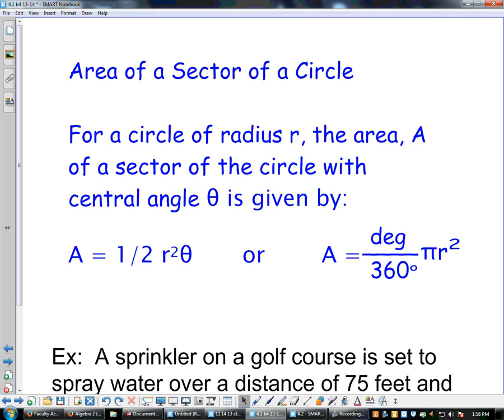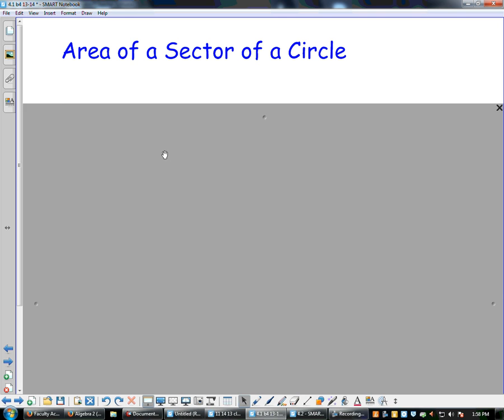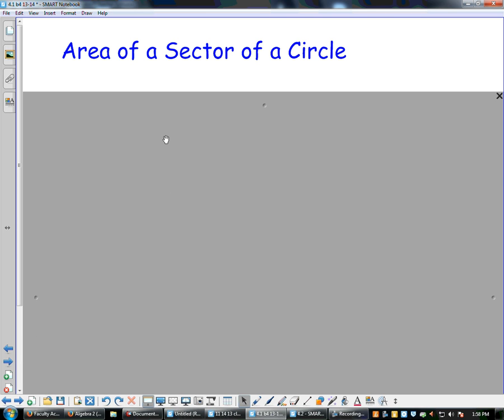All right, that brings up our last topic from section 4.1, which is the area of a sector of a circle. Do you know what a sector is? It's like a certain area of a circle. Well, it's like a wedge. Picture it like a wedge of a circle.